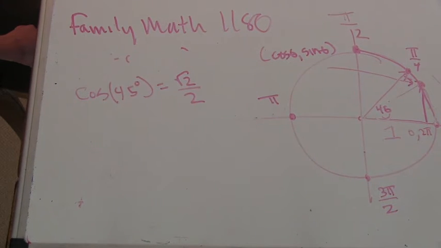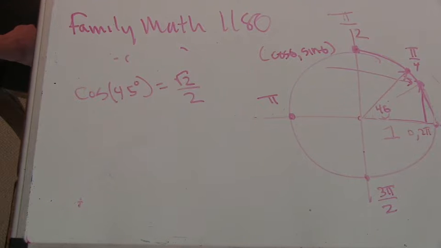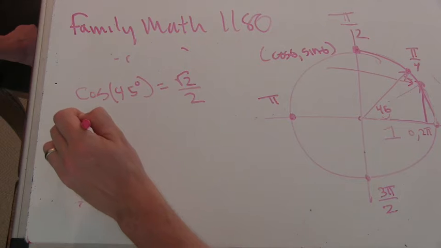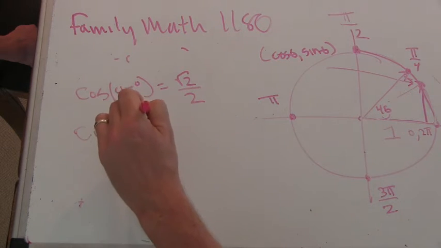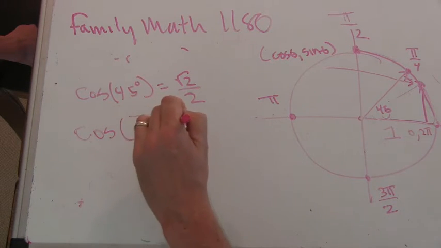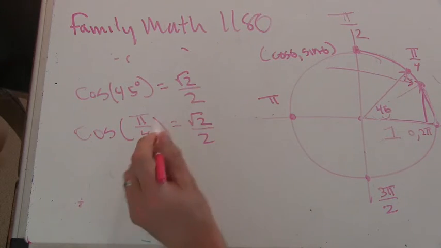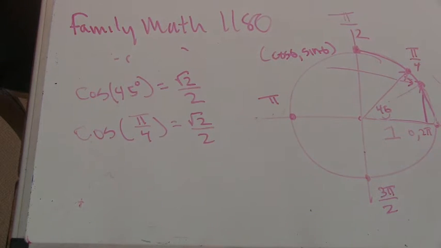And if you look in like a calculus textbook or something, you'll instead see that cosine, they would write it as cosine of pi over 4 equals root 2 over 2. So 45 degrees corresponds to pi over 4. And again, why does 45 degrees correspond to pi over 4?